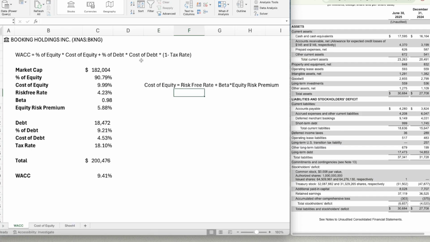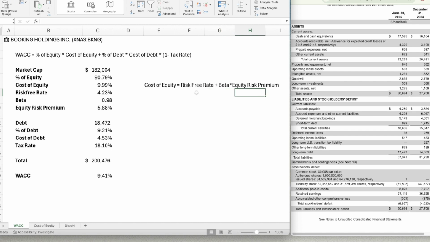The cost of equity, as we already know, equals the risk-free rate plus the beta multiplied by the equity risk premium. Booking Holdings reports in USD, even if it's not incorporated there, so we'll use the US 10-year as the risk-free rate. We'll build the beta from scratch, using a bottom-up beta instead of what it is relative to the NASDAQ index. And then we have the equity risk premium.